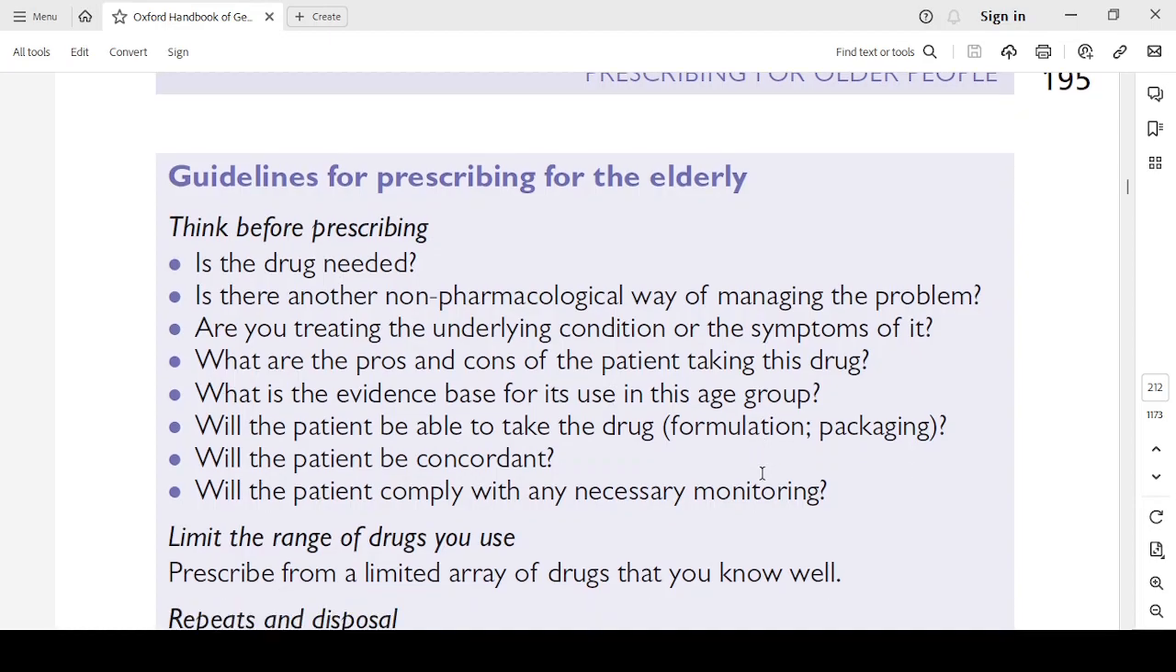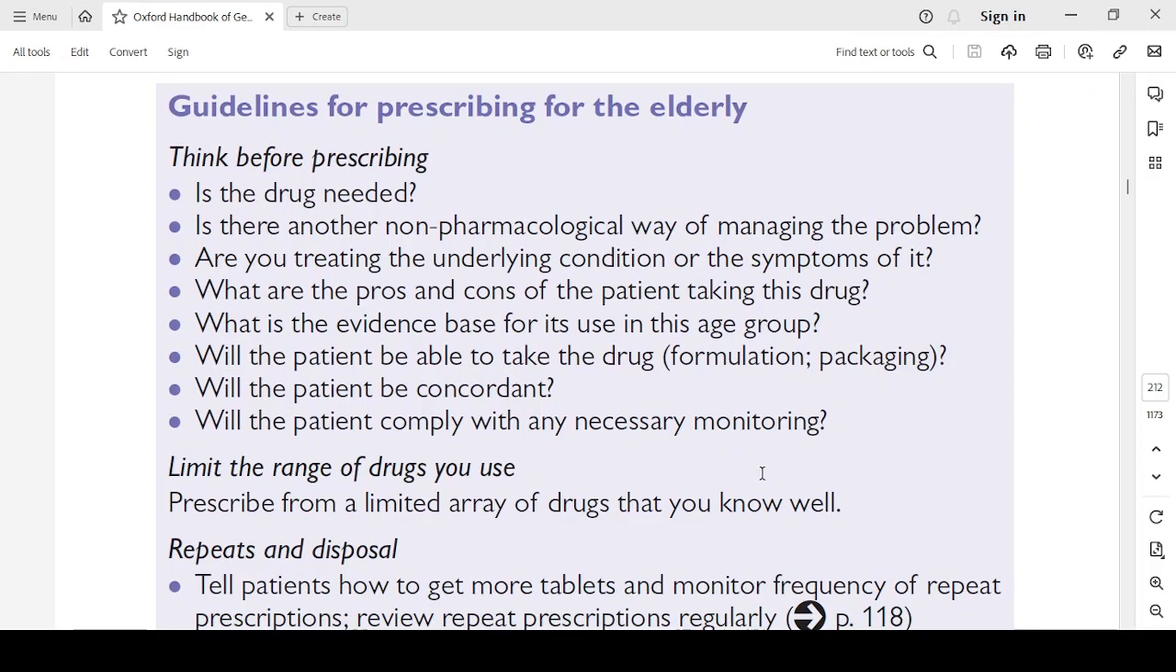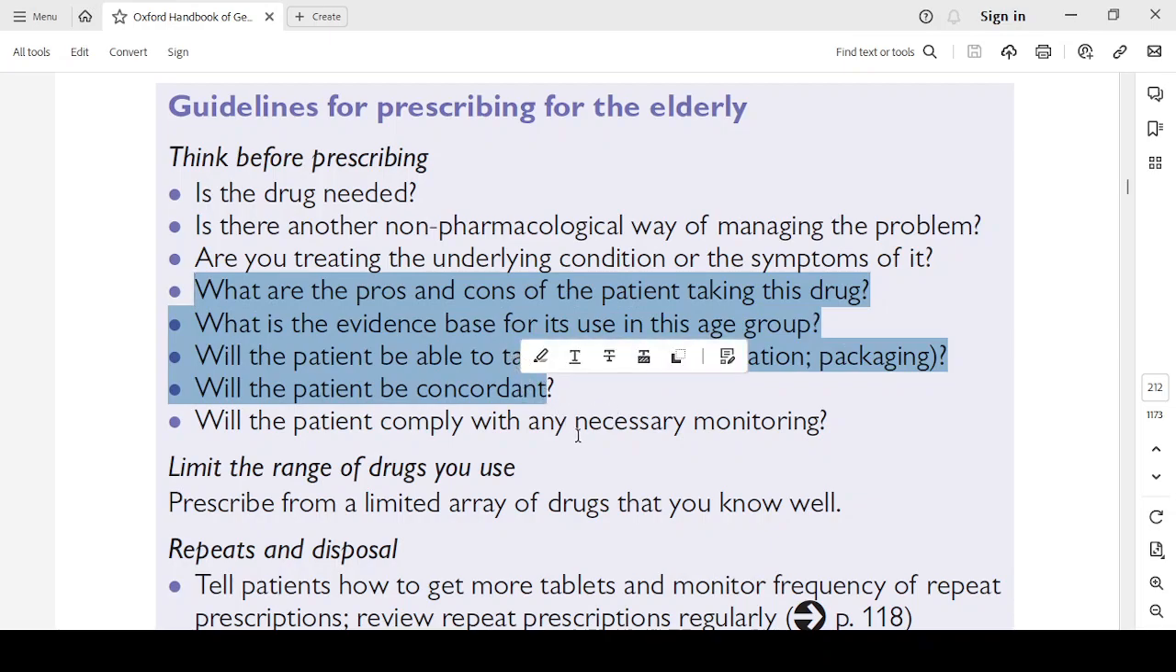So we're on page number 195 today. So let's start. Guidelines for prescribing for the elderly. Think before prescribing. Is the drug needed? Is there any other non-pharmacological way of managing the problem? Are you treating the underlying condition or the symptoms of it? What are the pros and cons of the patient taking this drug? What is the evidence base for its use in this age group?